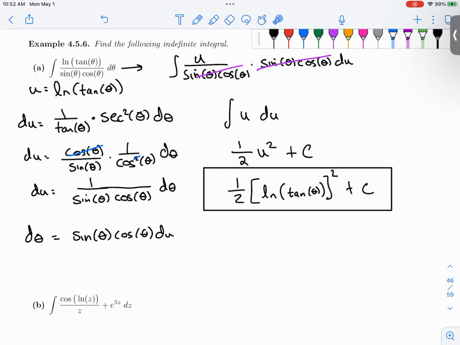This one was a really hard one. Yes, Paul, ln tangent of theta. But a pretty fun one. I think this one's cute. It's very, very clever. You don't think that's cute?